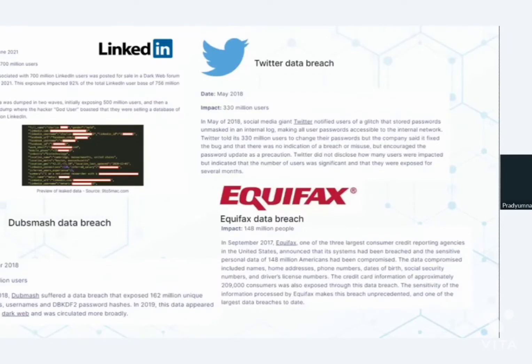Dubsmash, I think we all know these days, and especially in the COVID times, we did a lot more media content creation. So Dubsmash is a kind of media content platform, and it also experienced a hack where the users' data was exposed to the internet. And last but not least, Equifax. Equifax is the well-known American credit scoring organization which provides loans based on credit scores. Like we have CIBIL in India, it is equivalent to Equifax in America.